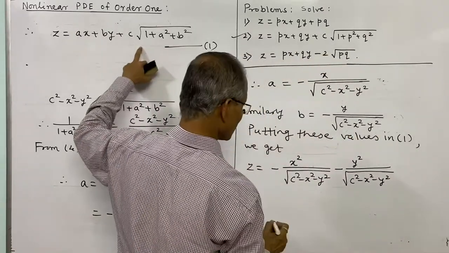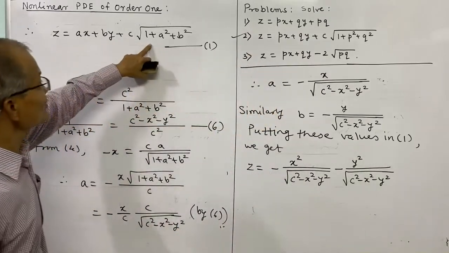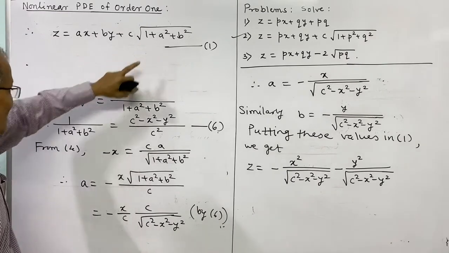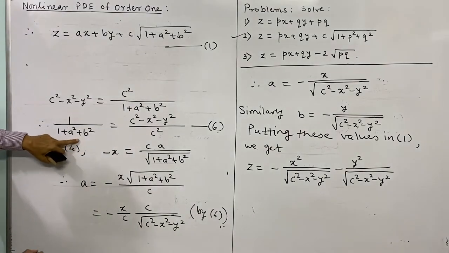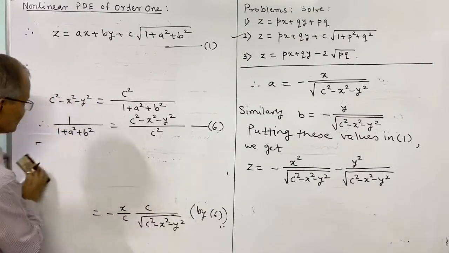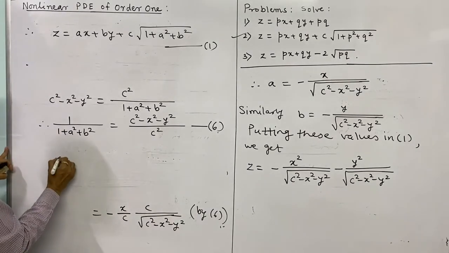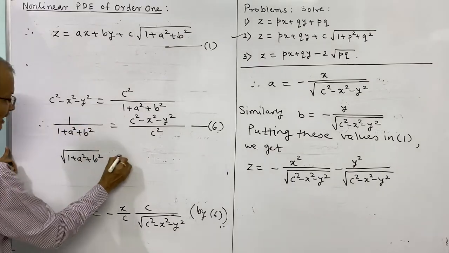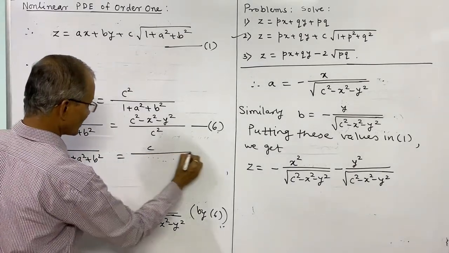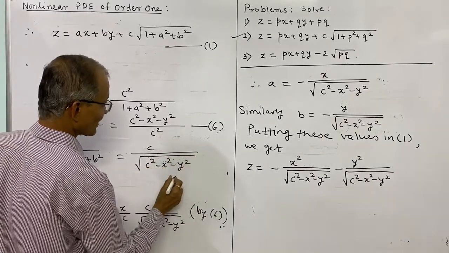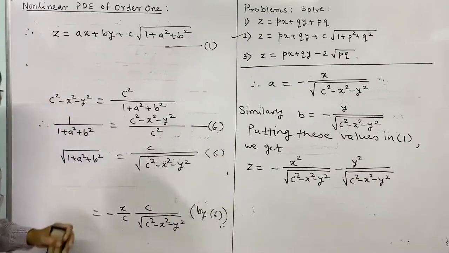And the next term is plus c into the same term, root of 1 plus a square plus b square. But again that value from 6 is root of 1 plus a square plus b square. Now I shall write that value here. That will be root of 1 plus a square plus b square. Take the reciprocal and take the root. So this is c divided by under root of c square minus x square minus y square. And we may assume this as 6.